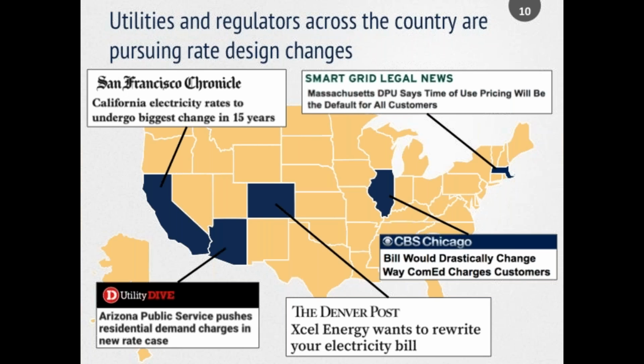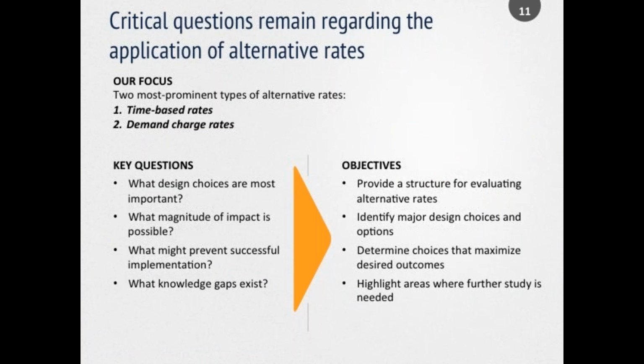And it's important that we are paying attention to this and that we really understand what these new rates mean and whether they are optimally achieving these different objectives that we have laid out. So with that in mind, our research is really focused on the two most prominent types of alternative rates. First of all, time-based rates, which includes time of use rates. And second of all, demand charge rates, which are coming more and more into the picture for mass market customers as utilities are proposing these.